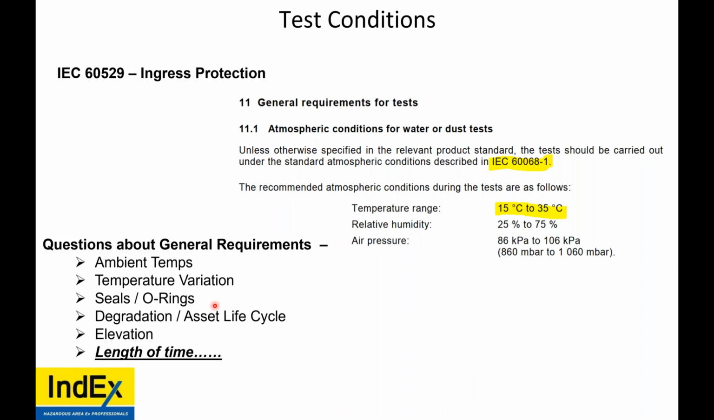We also have to consider ourselves, what about seals and O-rings? And a big one, degradation, the asset's life cycle. If that equipment is meant to last 40 years, is IP testing doing this test? Another one would be elevation. Projects which are at high elevations are going to be outside of that relative air pressure. And then length of time of the test.